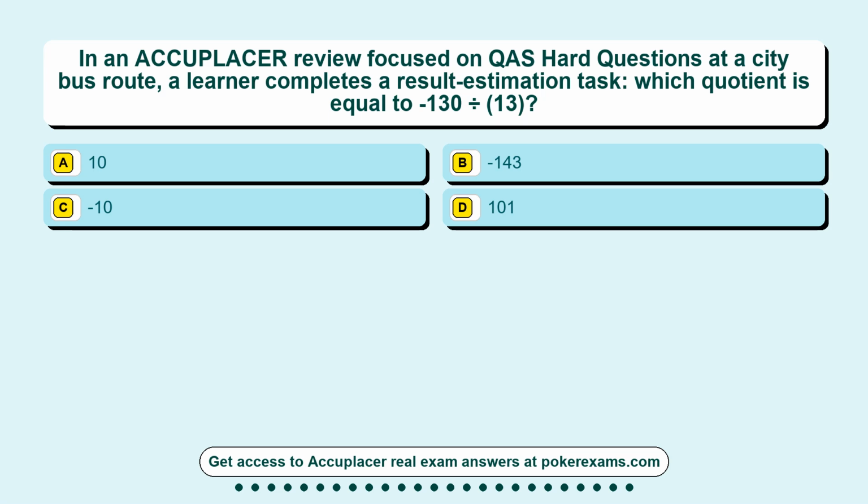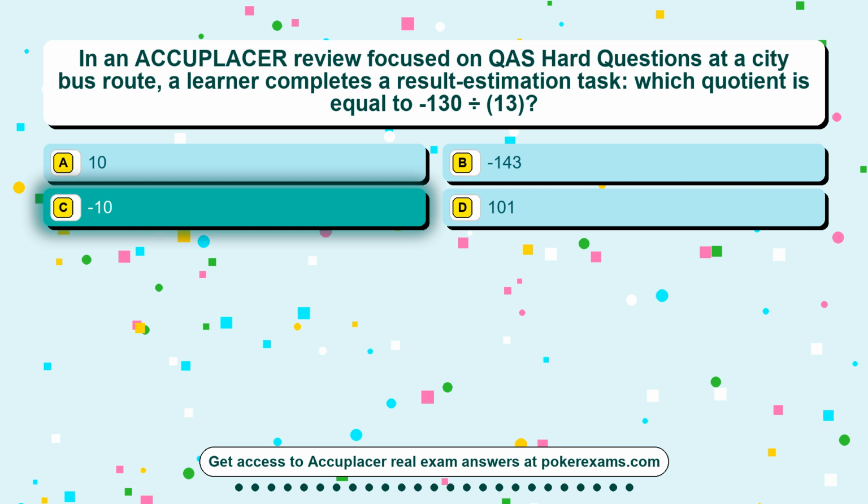Question 19. In an ACCUPLACER review focused on QAS hard questions at a city bus route, a learner completes a result-minus-estimation task. Which quotient is equal to -130 divided by 13? Option A, 10. Option B, -143. Option C, -10. Option D, 101.